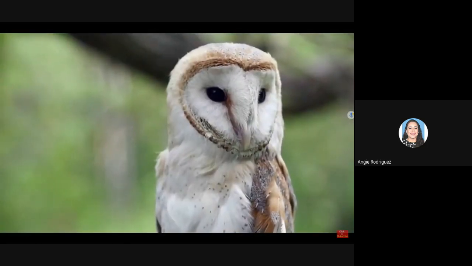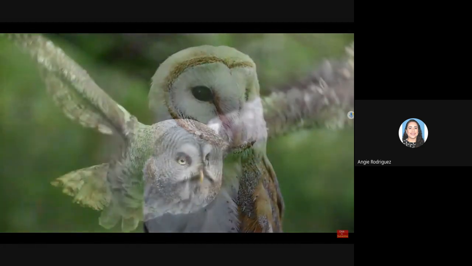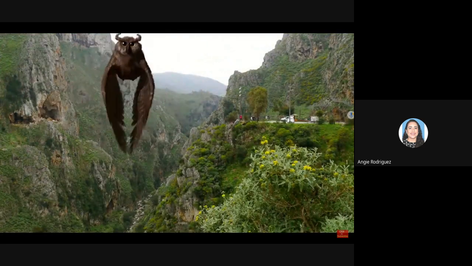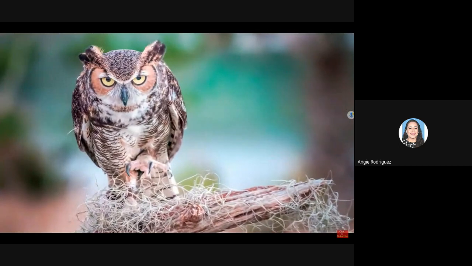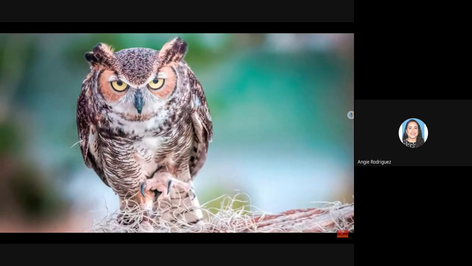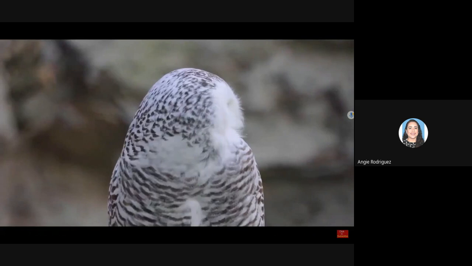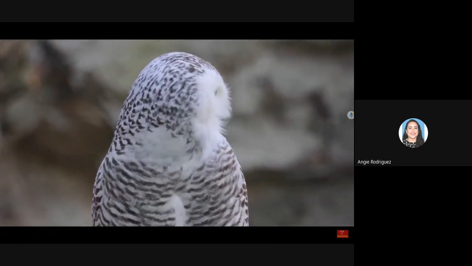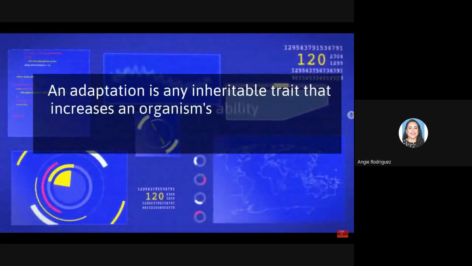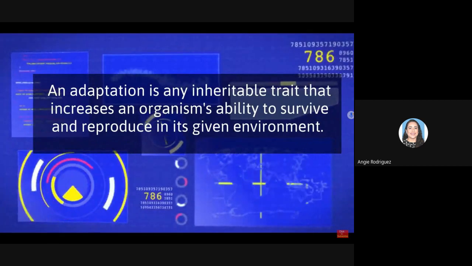Owls are very successful birds of prey with many helpful adaptations. Here's a brief list. Their feathers are designed for silent flight. Their eyes are full of rods, which gives them extraordinarily good night vision. They have tufts that resemble twigs and branches. And finally, they have the ability to turn their heads 270 degrees in each direction. You can't sneak up on an owl. Quick reminder, an adaptation is any inheritable trait that increases an organism's ability to survive and reproduce in its environment.